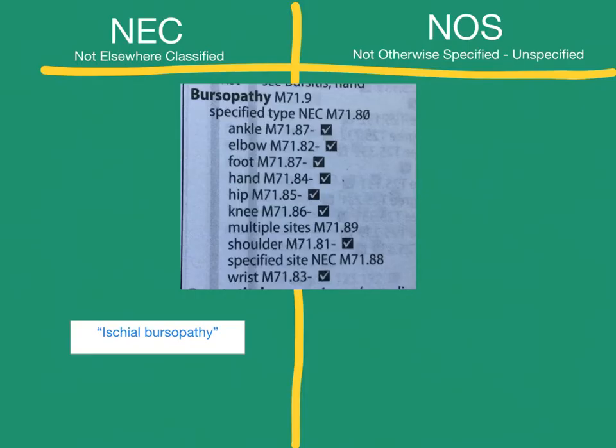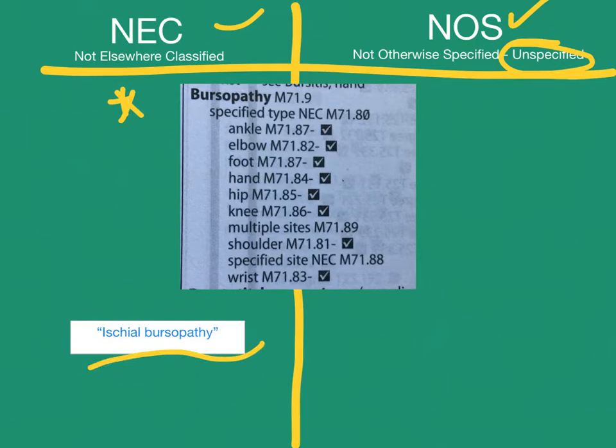Let's take a look at two more coding conventions, this time the abbreviations NEC and NOS. Not elsewhere classified, not otherwise specified, or unspecified. NEC indicates that there is no separate code for the condition, even though the medical documentation that we have is very specific. So let's take a look at the example of ischial bursopathy.